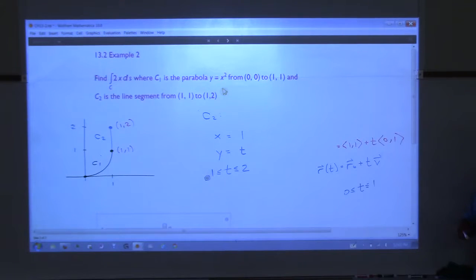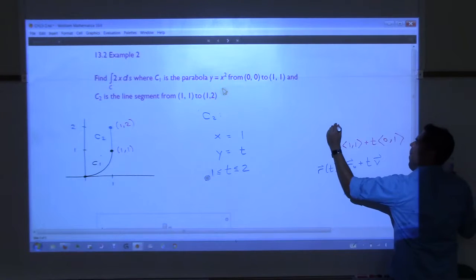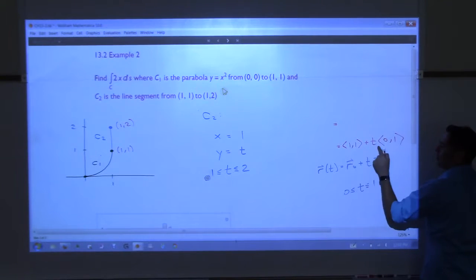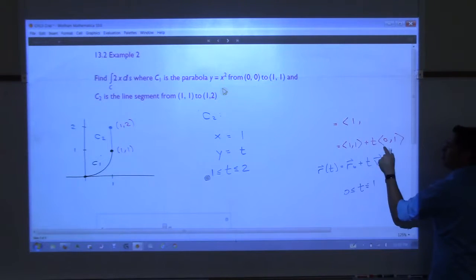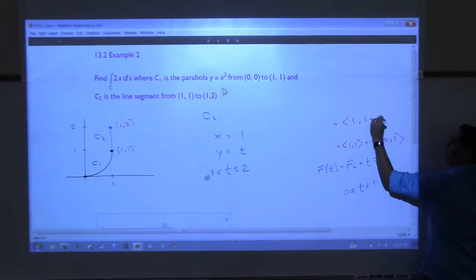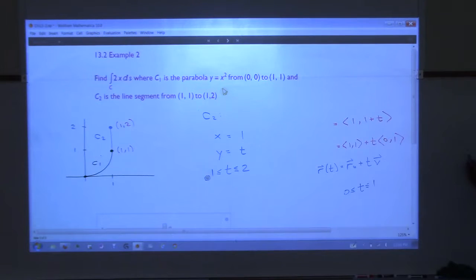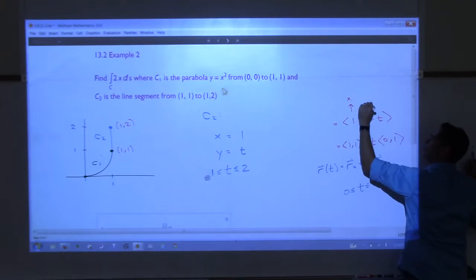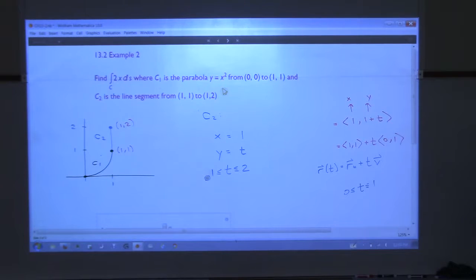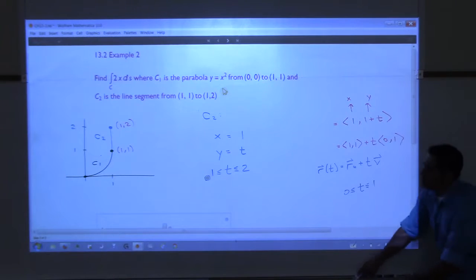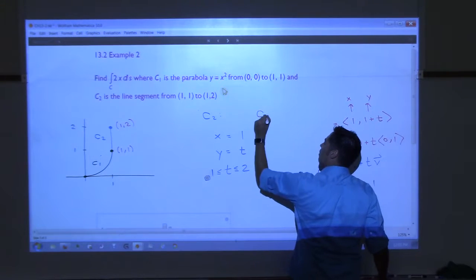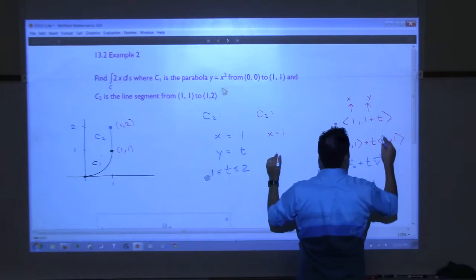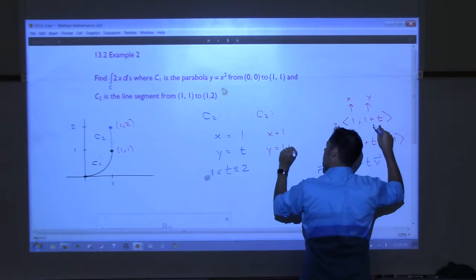Okay, put these together, and what do you get? This is 1, and then you're going to go 0, so that's 1, and then this one is 1 plus t, right? This is your x, this is your y. Those are your parametric equations. So I can use this for C2, agreed? But I could also use this for C2. X is 1, y is 1 plus t.